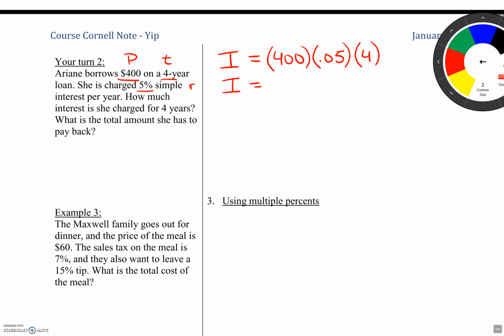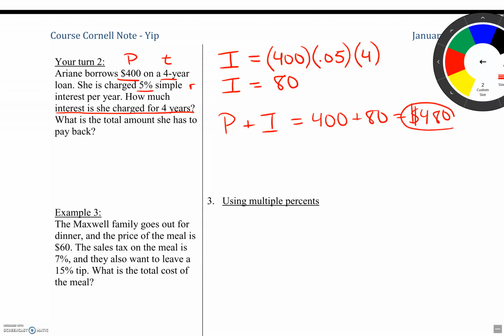And if we multiply all that together, 400 times 0.05 times 4, that gives you a total amount of interest of $80. So that is how much interest she is charged for the 4 years. Now, what is the total amount that she has to pay back? She has to pay back the interest plus the principal. So the principal plus the interest in this case is 400 plus 80. So she has to pay back $480 in the end.